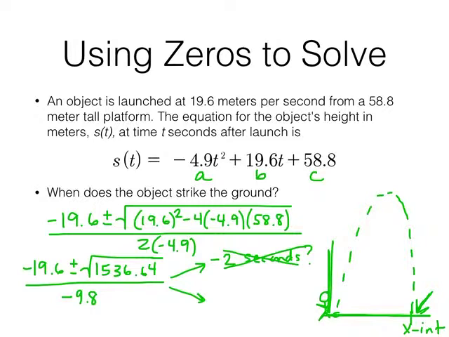So let's do the math again, the same thing, except this time we're using the minus. So I have negative 19.6 minus the square root of 1536.64, and then I hit enter, and then divided by negative 9.8. Oh, that's much better. That one came out to 6 seconds. And that is, in fact, our answer. 6 seconds after launch is our answer.